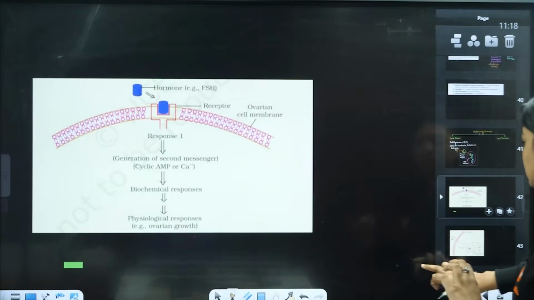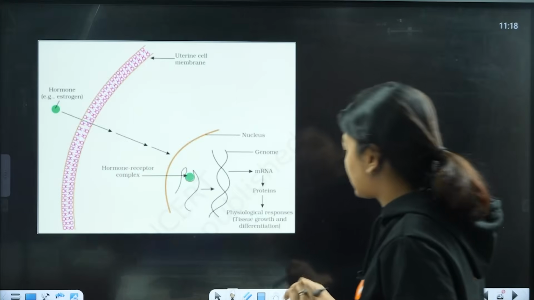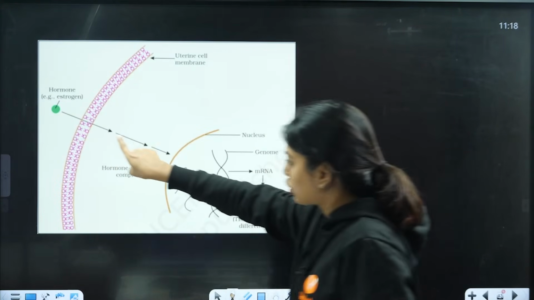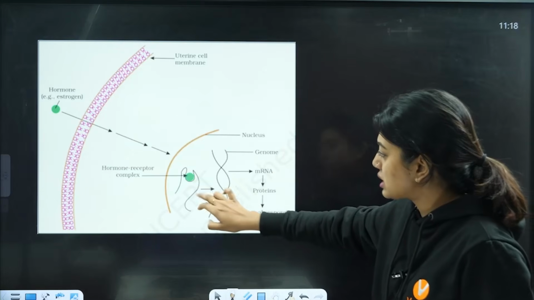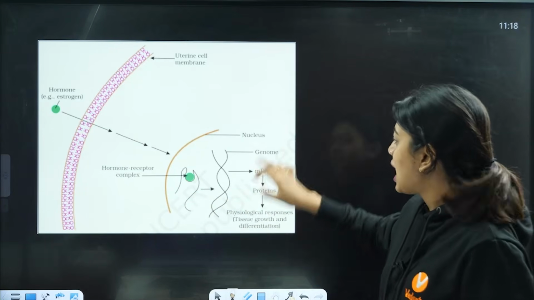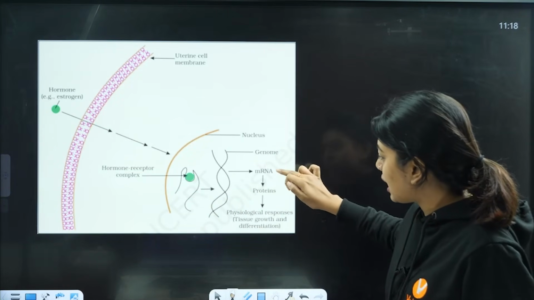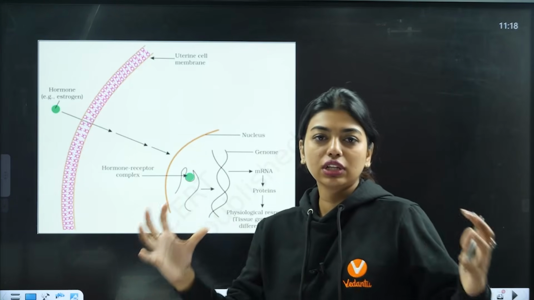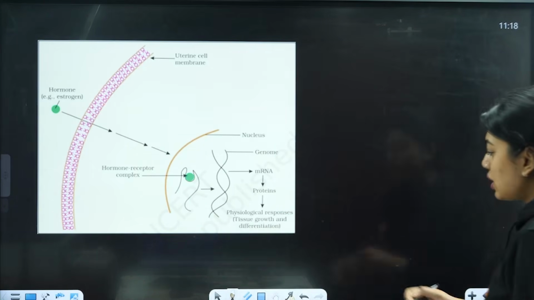I'll show you the diagram given in NCERT. Okay, this is the diagram. So look here, the hormone is estrogen. It crosses the bilipid layer and directly enters the cell. Hormone receptor complex, and see, nucleus is there, genome is there, mRNA to protein. Protein will do the physiological response like tissue growth and differentiation.